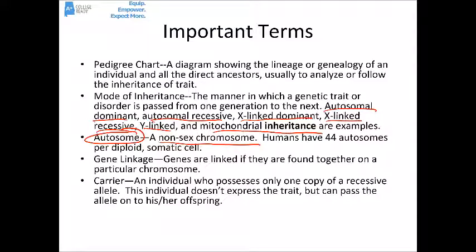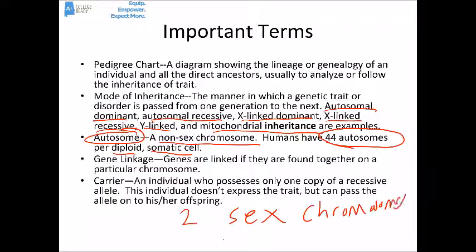Doesn't have anything to do with your gender. Humans have 22 pairs, or 44 total autosomes in each diploid body cell, in each diploid somatic cell. We also have 2 sex chromosomes. And remember that in females, those sex chromosomes are pretty much the same. They're 2 X chromosomes. And then in males, we have an X and a little tiny Y chromosome.